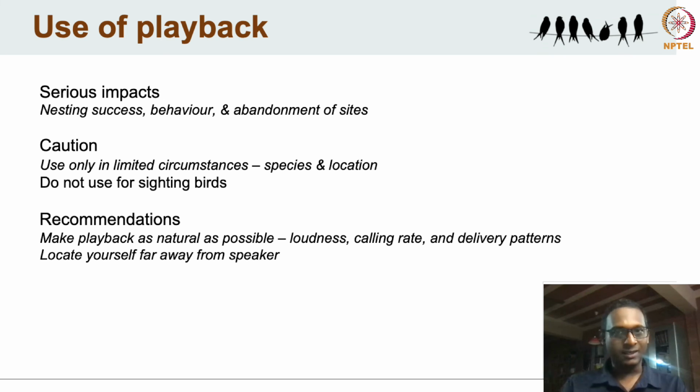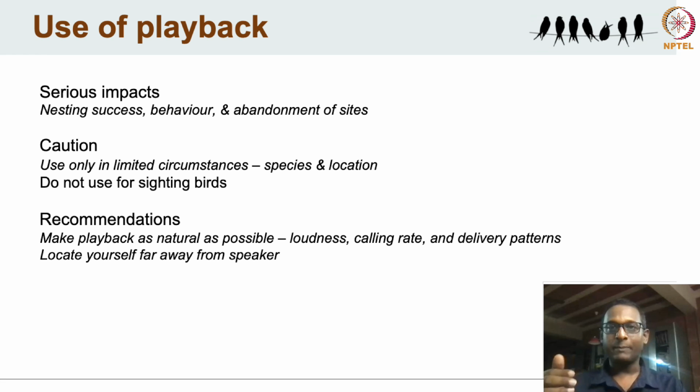And this is not just me. There are other researchers who've done thorough reviews. Some of this is posted in the additional reading material along with this lecture. The simple suggestions are: make playback, if you have to use it, as natural as possible, which means, number one, adjust the loudness to mimic as closely as possible the natural sound, which means don't have a huge speaker that makes a much louder sound. Of course, if you make a louder sound, you can reach farther. But if your target bird is very close by, that can have a serious impact on it.